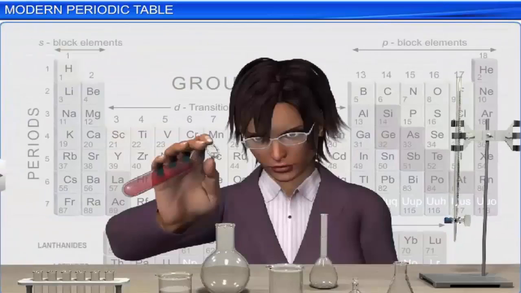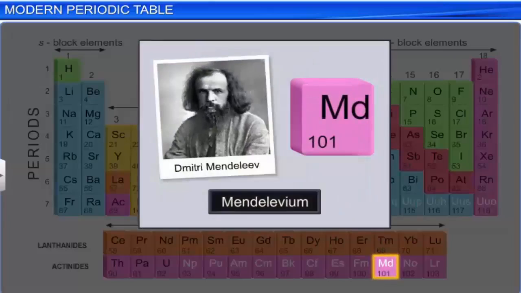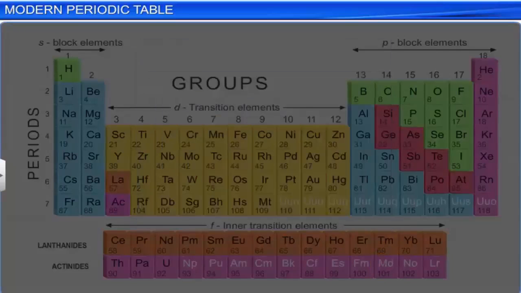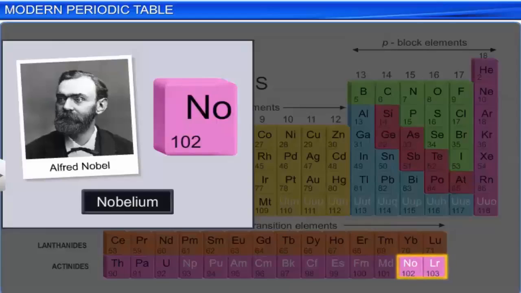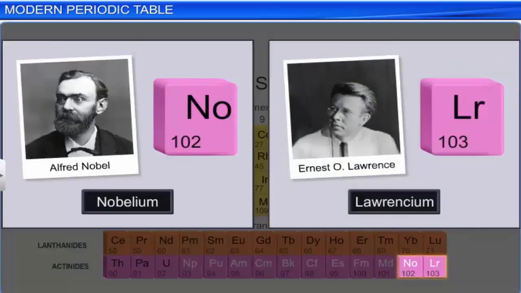Traditionally, newly discovered elements were named either after their synthesizers or discoverers. For example, the element mendelevium, atomic number 101, was named after Dmitry Mendeleev. Similarly, nobelium, atomic number 102, and lawrencium, atomic number 103, were named after famous scientists Alfred Nobel and Ernest Lawrence, respectively.